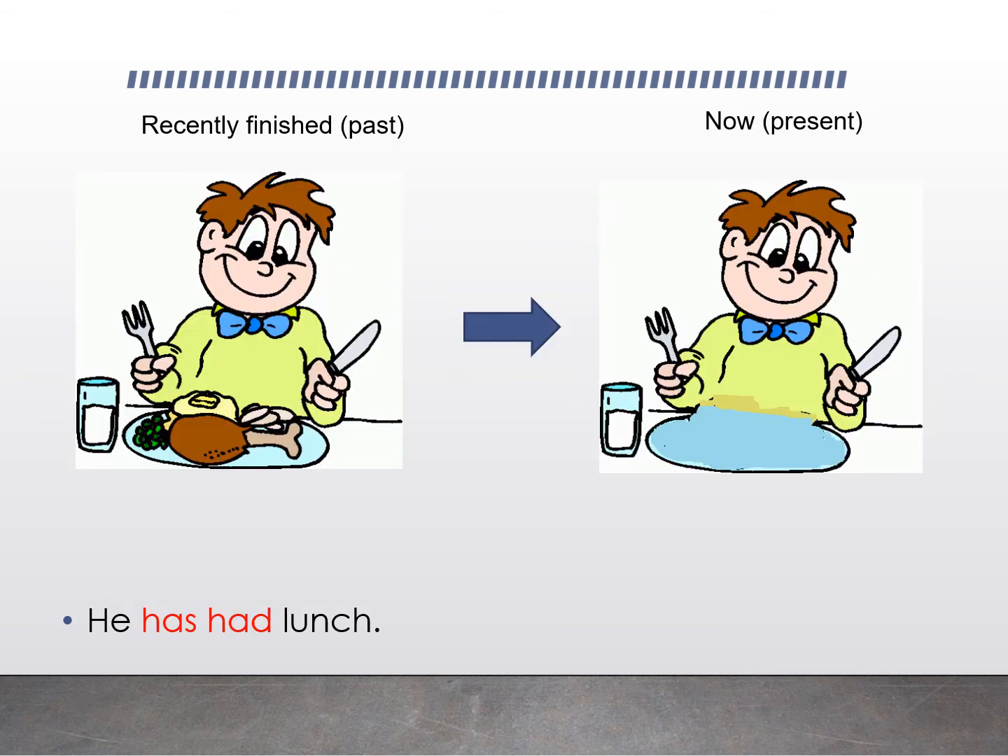The last example, take a look at the pictures. Here we have a boy who has had lunch. How did we know? Because we have a clue in the present. He is holding a fork and a knife in his hand and he has a dish in front of him. So we can guess that he was eating his lunch. So we are going to say he has had lunch. We use has because he is singular. Had is verb 3 of have.